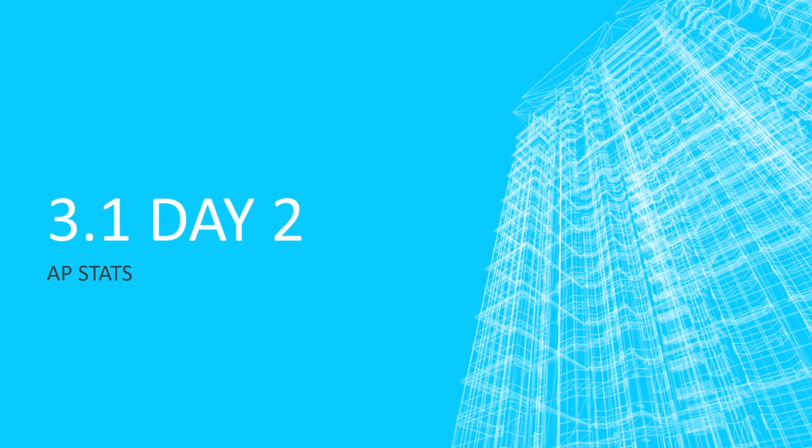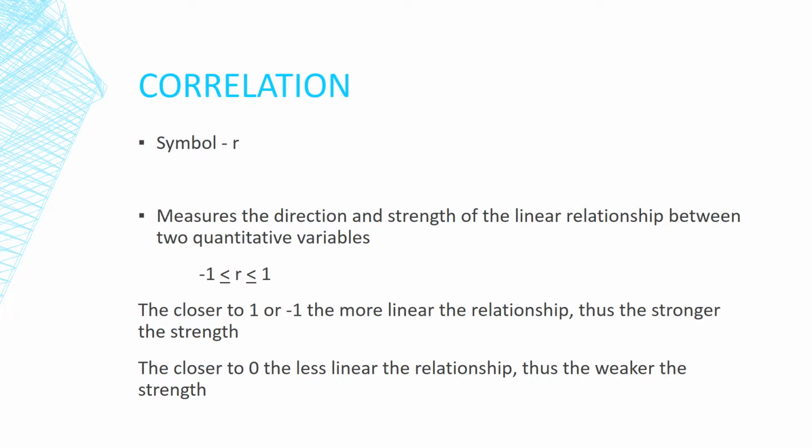We're going to look at 3.1 day 2. First, let's look at correlation. So the symbol for correlation is a lowercase r. It also is in our calculator. And then the formula is on the formula sheet. It's a fairly involved formula, but it's not critical for you to memorize that.